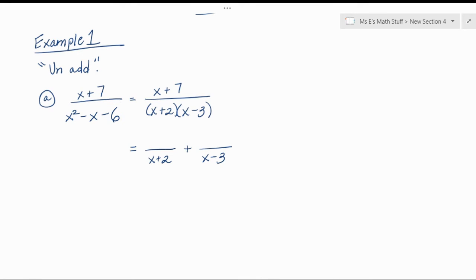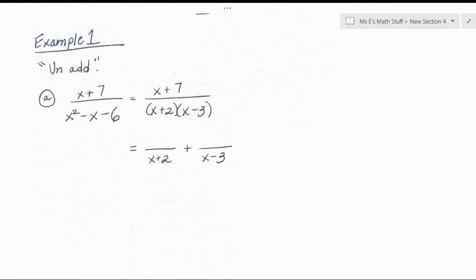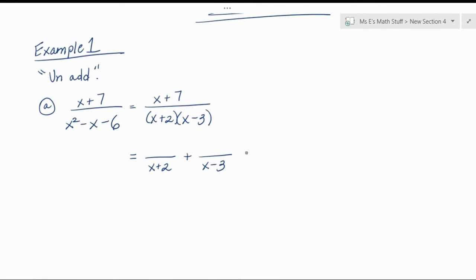Now, as far as the constants that go on top, we just happen to know that they're going to end up being -1 and 2, but that's not the kind of thing that I personally would pull out of a hat if I look at x plus 7 on the top. So what we do is we put a capital A and a capital B there to represent these constants that we know go there, but we just don't know what they are yet. Okay, and this is what's called the form of the decomposition.